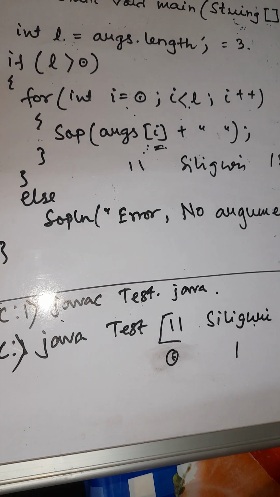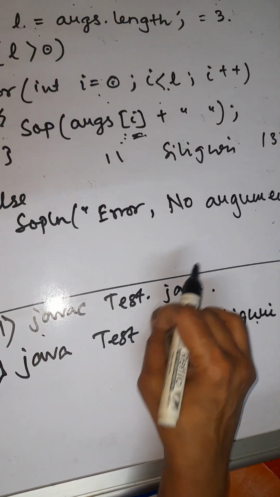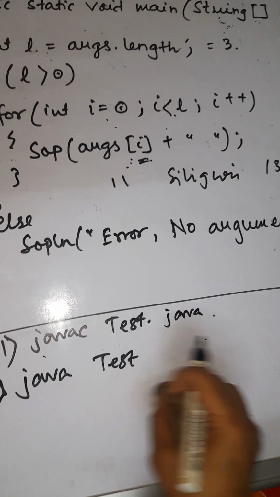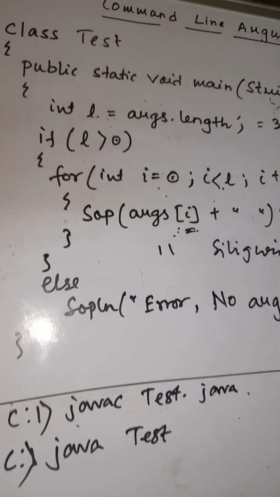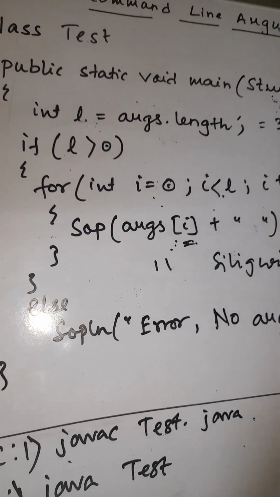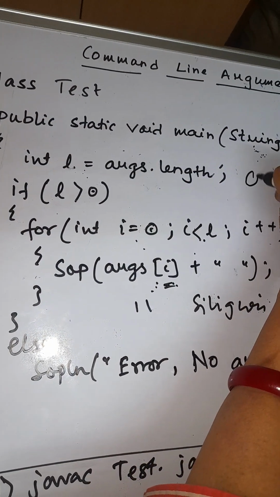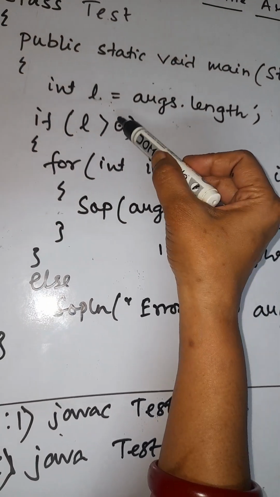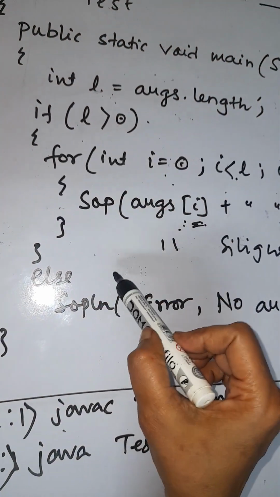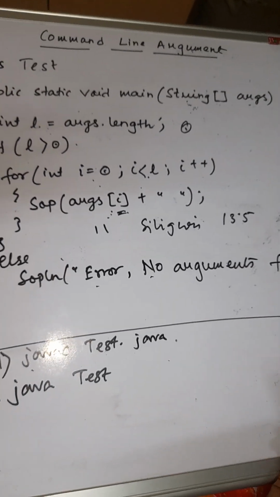Clear? So when the else part will execute, maybe I didn't pass any values when I execute the file. So what will be L? Now L will be 0. Now this time L will be 0. So is L greater than 0? No. So this else part will execute, and the error: no arguments found. Clear?